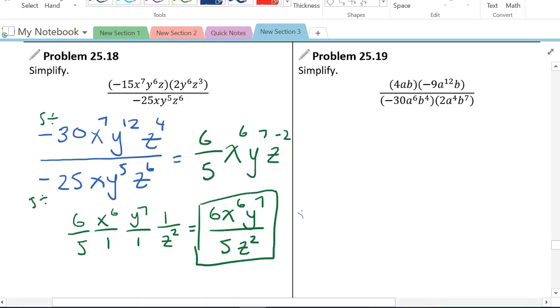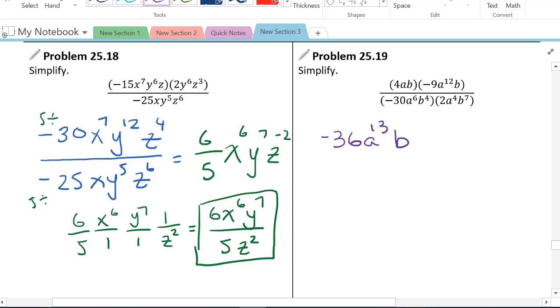Okay, that's it. Let's look at the next one. So again, multiply 4 times negative 9. That's going to give me negative 36. And then I'm going to do A1 times A12. That's A13. And then B1 times B1.